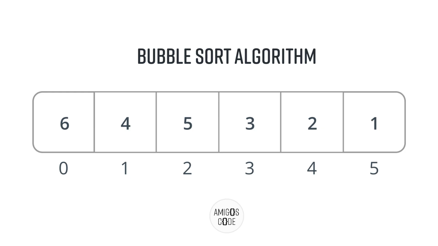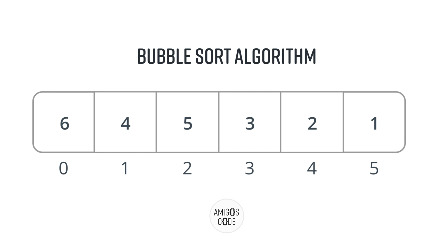Alright, so let me teach you exactly how the bubble sort works visually, and then I'm going to show you exactly how to implement it in Java, Python, as well as JavaScript, as you guys have requested. So let's say that we have this sequence right here: 6, 4, 5, 3, 2, and 1. And right here, 0, 1, 2, 3, 4, 5, those are the indexes. So what the bubble sorting algorithm allows you to do is to sort the entire array from smallest to largest.